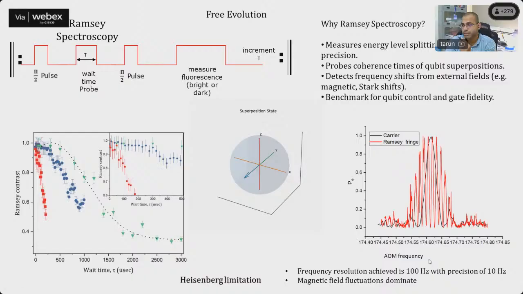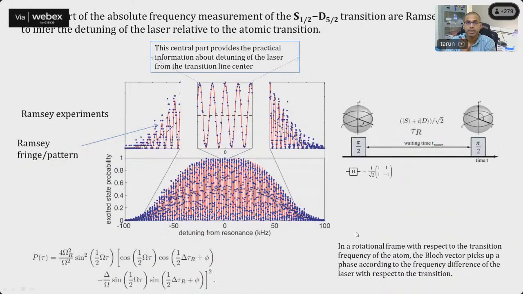Okay. So here the black line, which is the little carrier, is from the Rabi spectroscopy. And the red color one is from this Ramsey spectroscopy. So Ramsey spectroscopy will give you an idea, very precisely, how far or how much it is detuned. Okay. So yeah, this is the Ramsey fringe I was discussing.